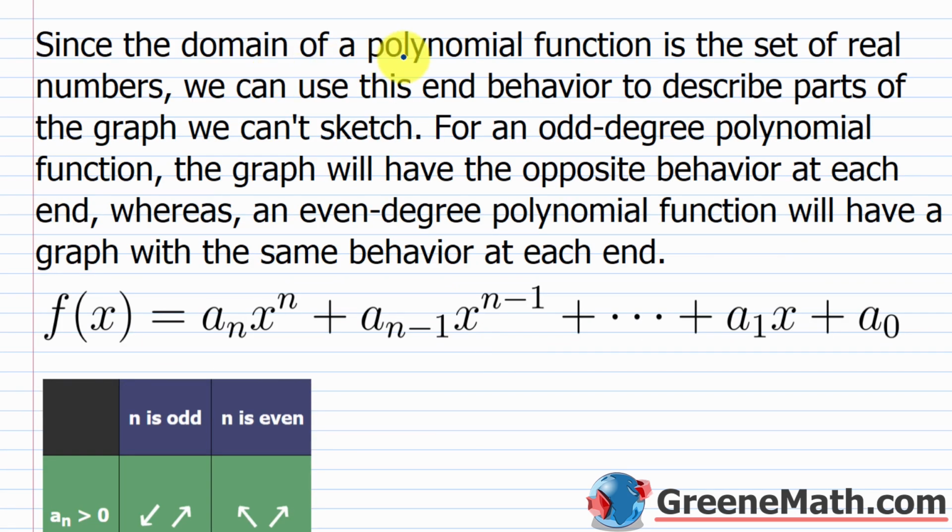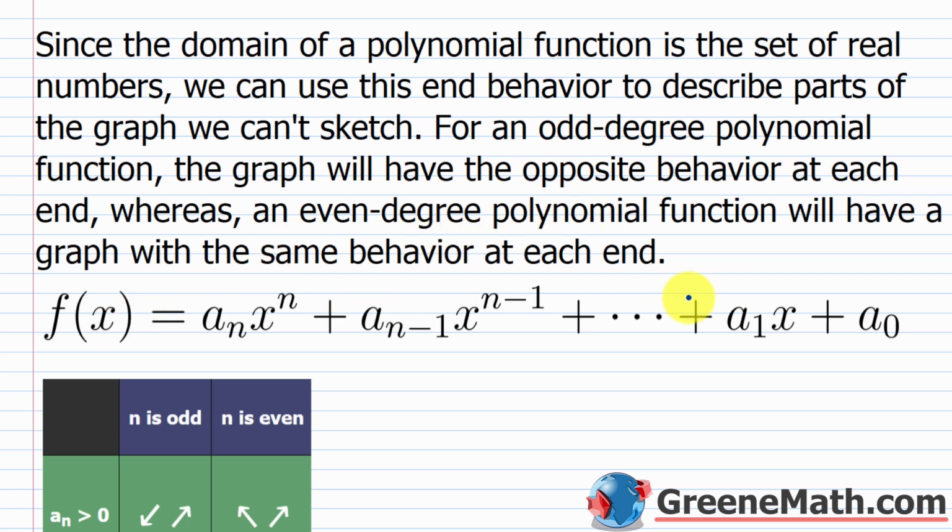So since the domain of a polynomial function is the set of real numbers, we can use this end behavior to describe parts of the graph we can't sketch. For an odd degree polynomial function, the graph will have the opposite behavior at each end. We just saw that a moment ago. We had it falling to the left and rising to the right. Whereas an even degree polynomial function will have a graph with the same behavior at each end.